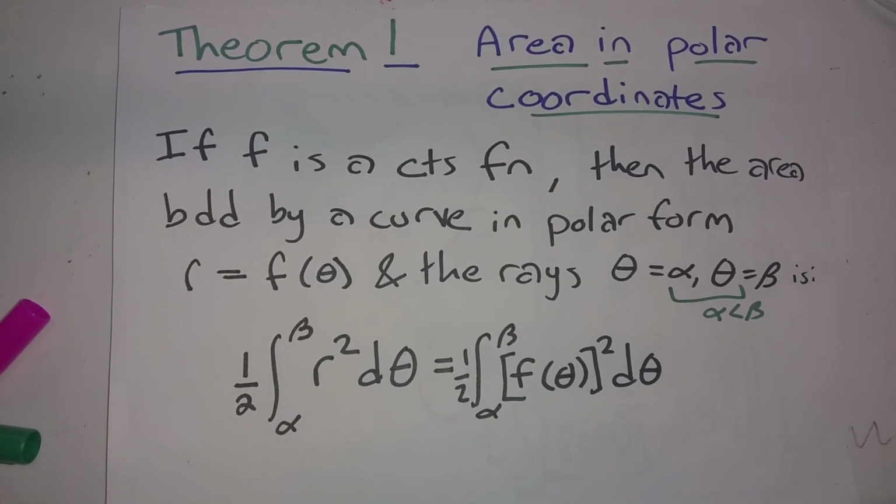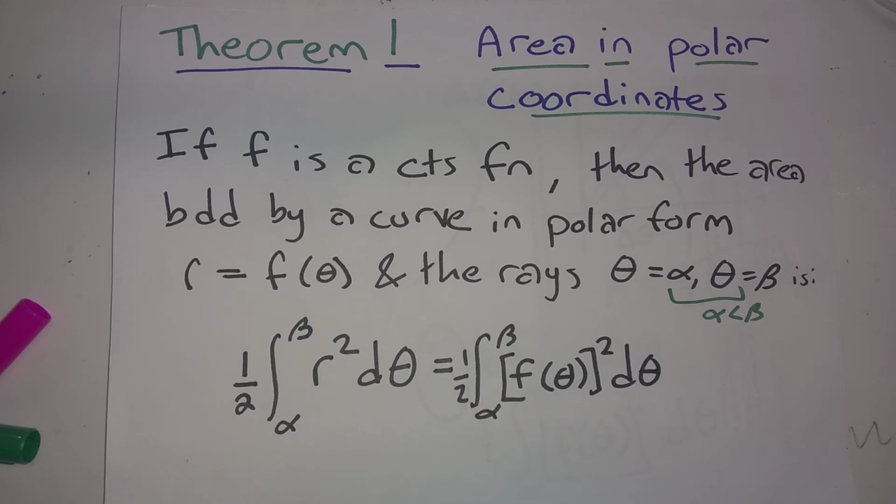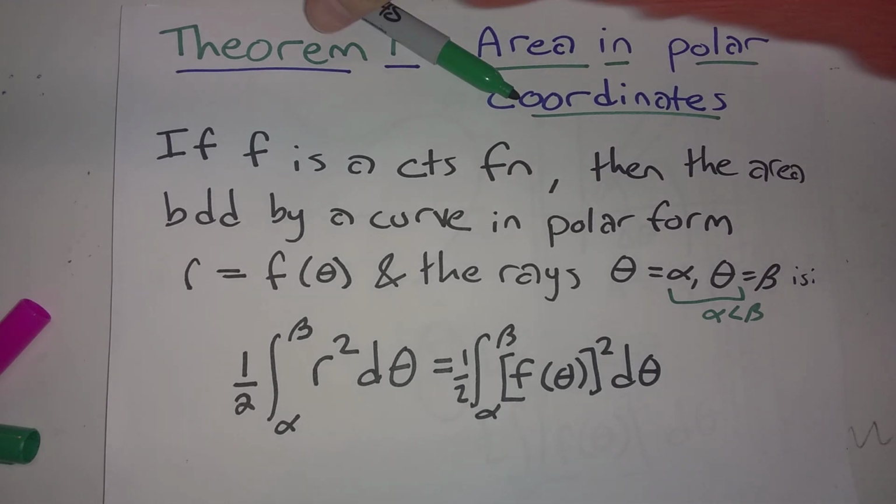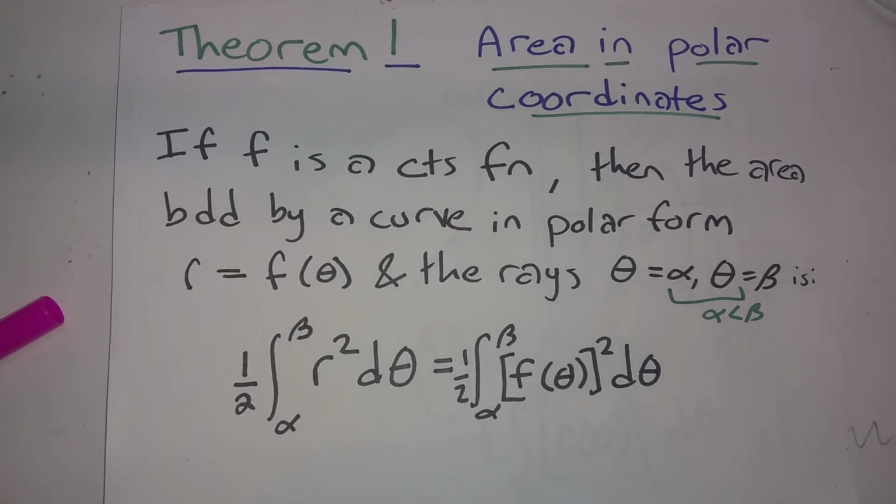So this is area in polar coordinates. If f is a continuous function, the area bounded by a curve in polar form, r is f of theta, and the rays theta is equal to alpha and theta is equal to beta, we're assuming alpha less than beta, is exactly this right here: 1/2 times the integral from alpha to beta of f of theta, all of that squared, d theta. Okay, so for one final time in the course, we've seen this kind of Riemann sum idea give us this overall calculation. And so in the next couple of videos, we'll do some applications of this formula.